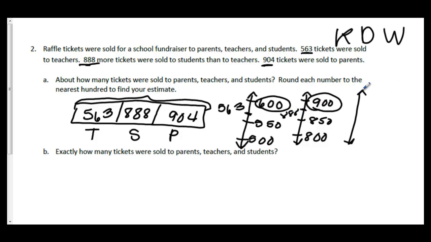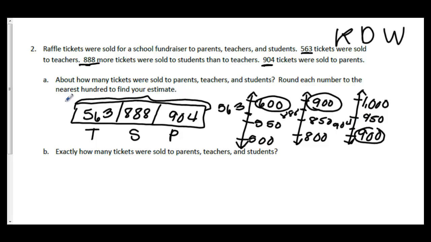Next, 904. So there are 9 hundreds. One more hundred would be 10 hundred, which is 1,000. And then my midway point would be 950. 904 is really close to 900, so it rounds to 900. So if I'm going to estimate, all I have to do is add all these numbers together.